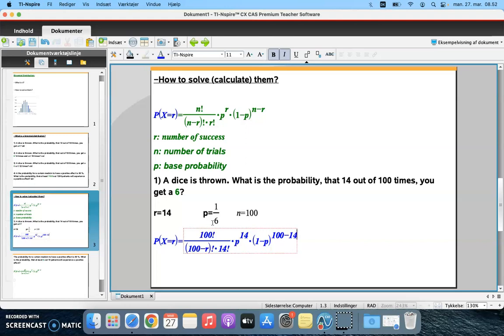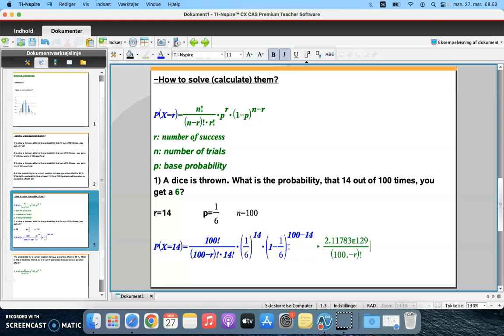And P, the base probability, was 1 out of 6. So here we get, this one is the same, 1 out of 6. Now R was 14. So we're going to calculate this. Oh, we forgot the R here.